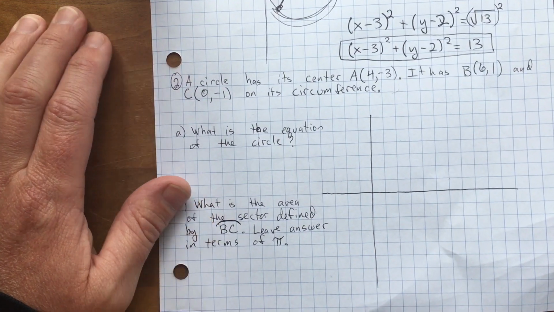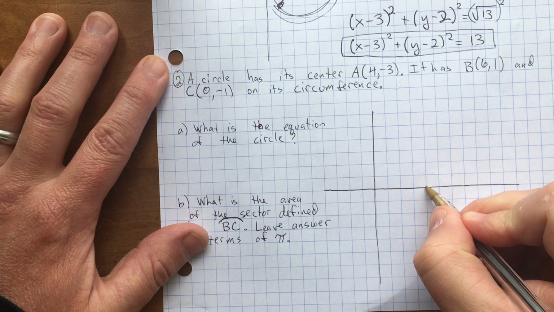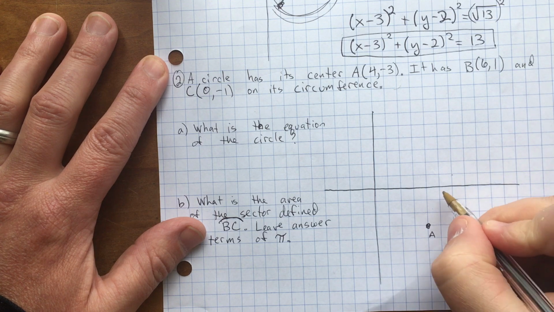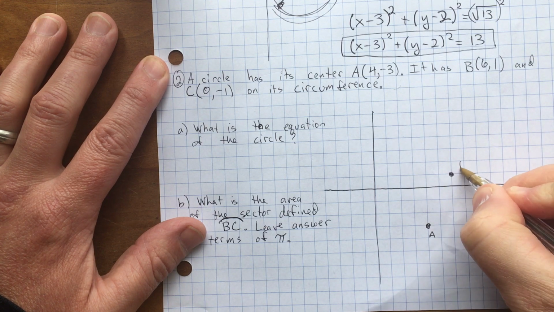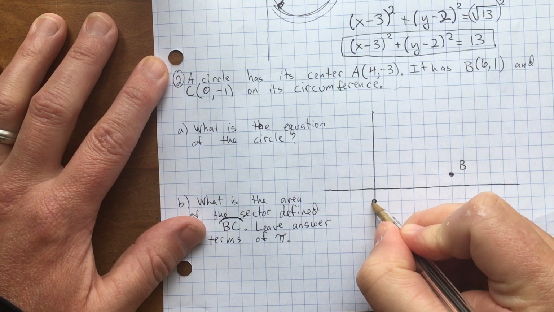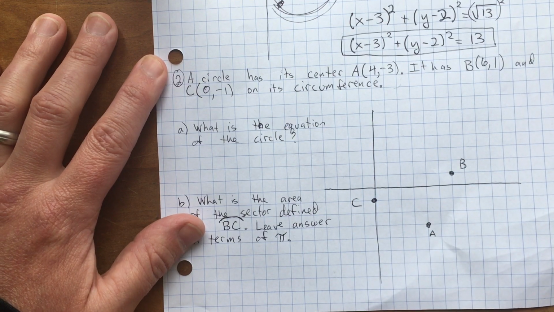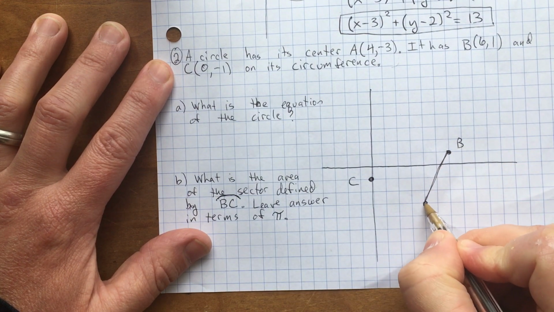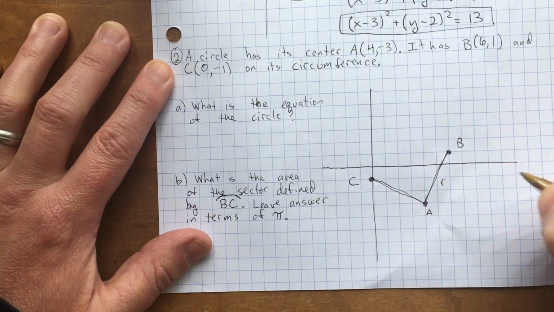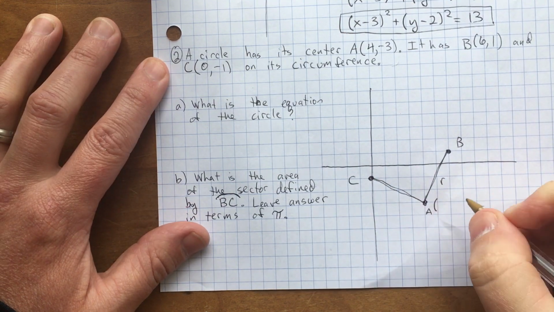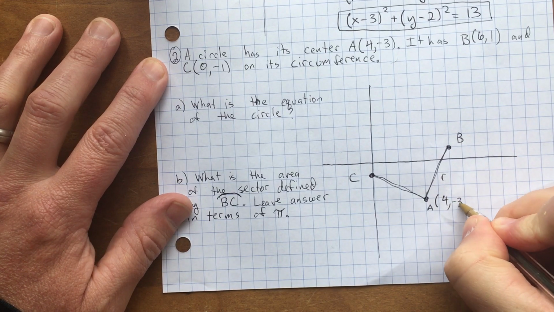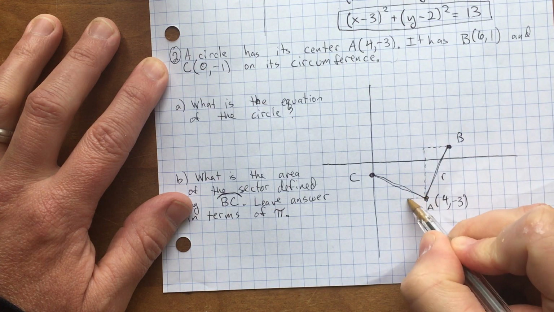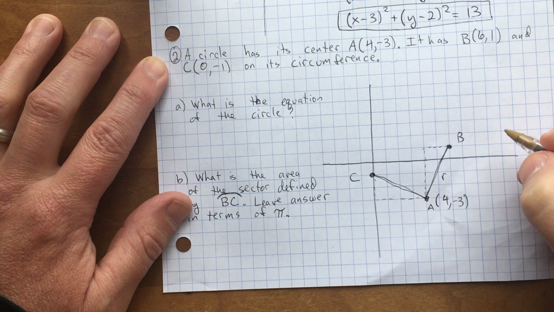Now let's look at this second one. A circle has its center at 4, -3, and it's called A. And it has a point called B at 6, 1, and it has a point called C at 0, -1 on its circumference. So what is the equation of the circle? Well, if that's on the circumference, then AB and AC should be the same length, and they should be the length of the radius. I already know the coordinates of point A, so that's pretty easy. And I just need to figure out the radius. So the radius, it goes up 4 and over 2. This goes over 4 and up 2. So that is the same distance.